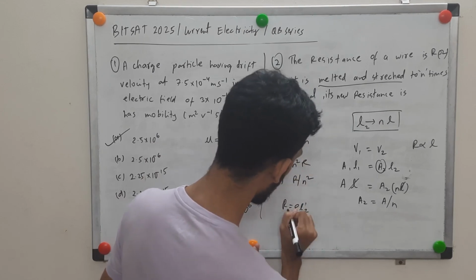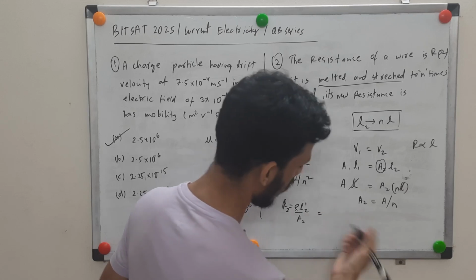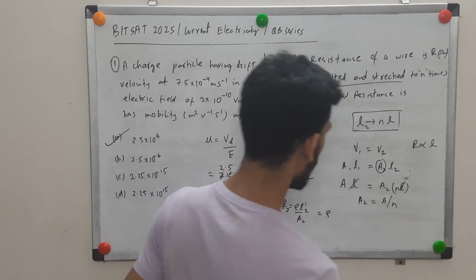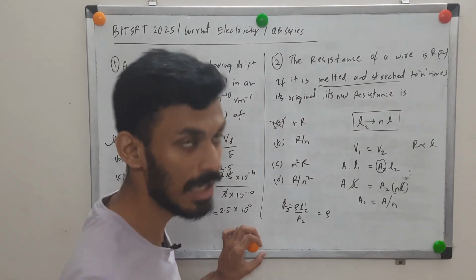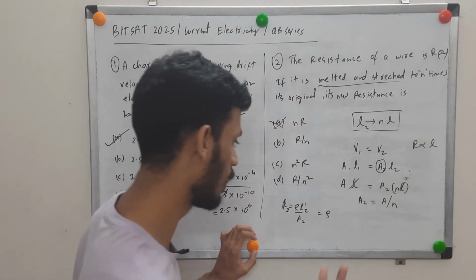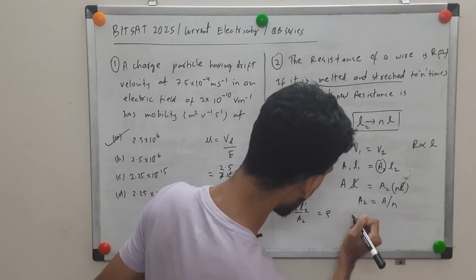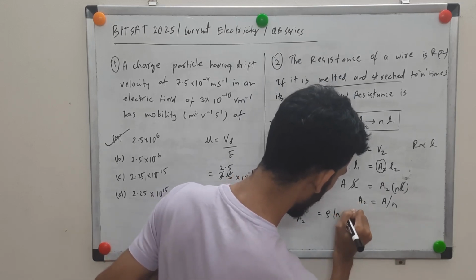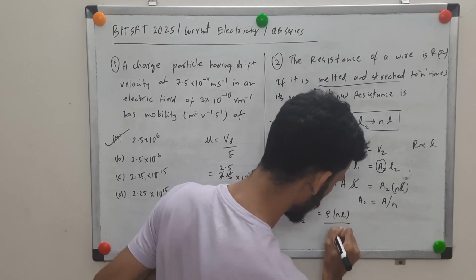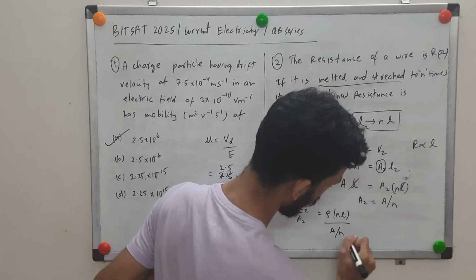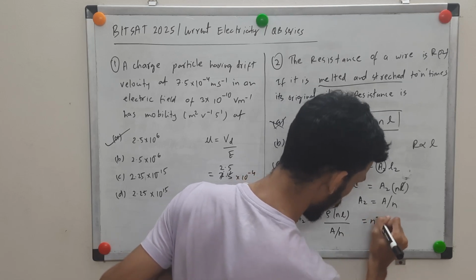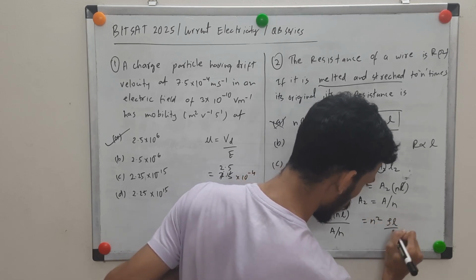So R2 in the second case. Rho is going to remain the same, the material is not changed. The wire is itself melted and stretched, right? So now L2 is n times L. Area becomes A by n, right? So this n will go on top and we'll have n square times rho L by A.